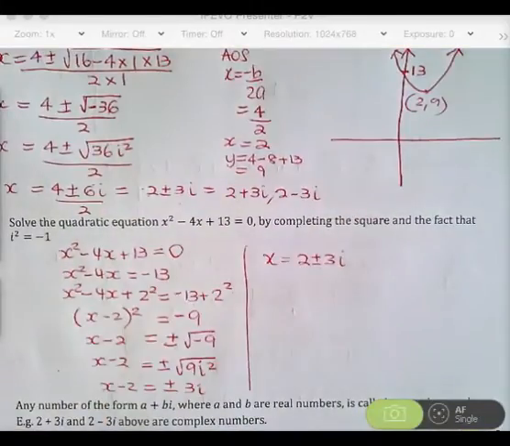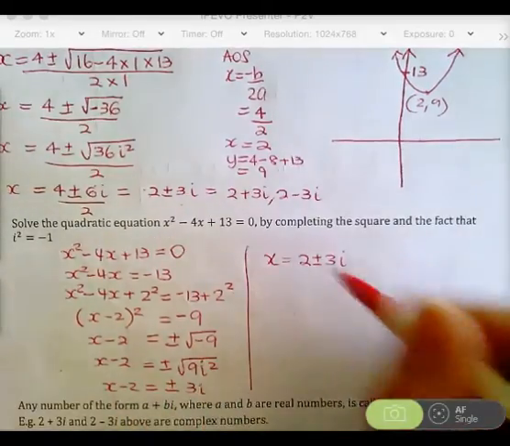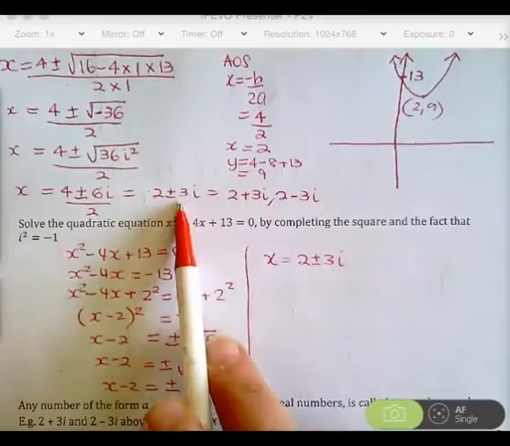You don't stick it at the back and write plus or minus 3i plus 2. You bring it to the front. You're adding, inverse operation of minus 2 is plus 2. 2 plus or minus 3i, same solution.